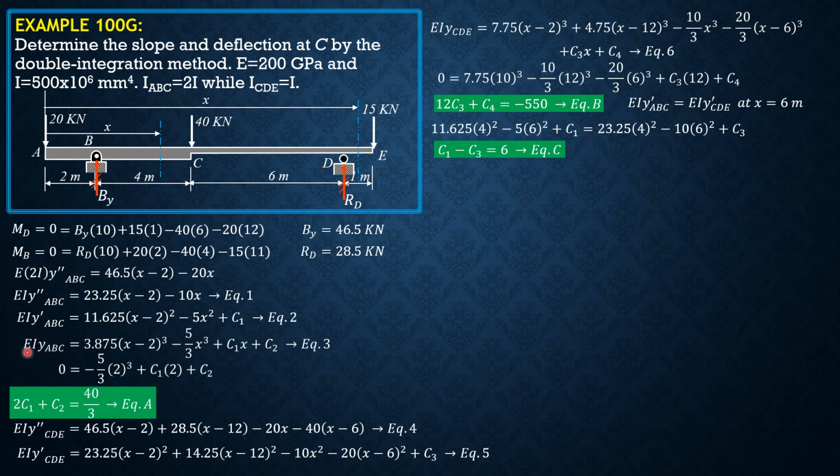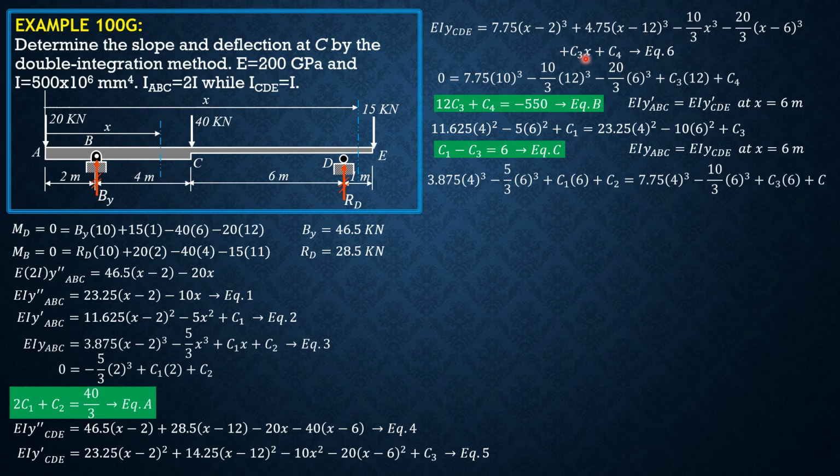Then EI y ABC when x is 6 is equal to EI y CDE when x is 6, the same common deflection at C. So substitute here at ABC: 3.875 times (6 minus 2) cubed, minus 5/3 times 6 cubed, plus c sub 1 times 6, plus c sub 2 equals 7.75 times 4 cubed, ignored, minus 10/3 times 6 cubed, 0, plus c sub 3 times 6 plus c sub 4.